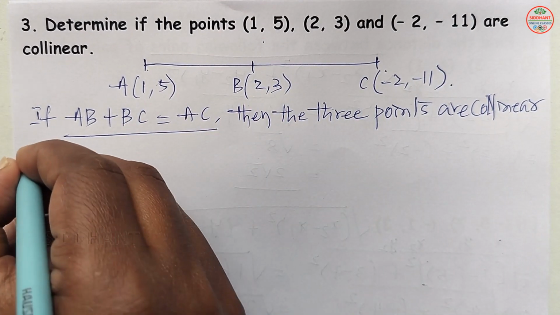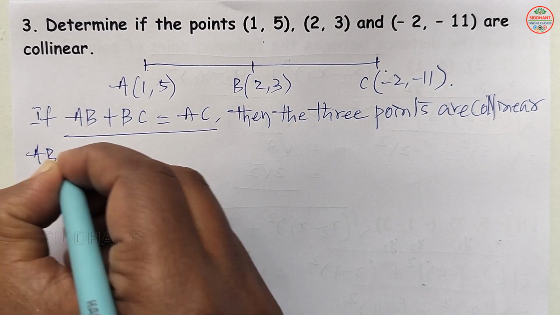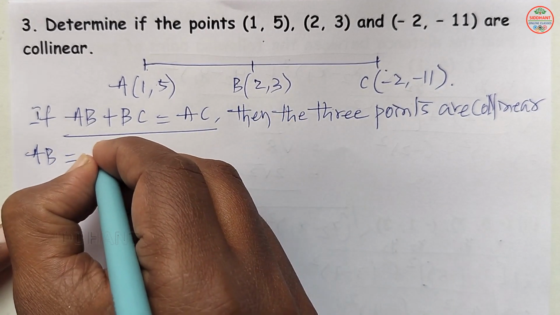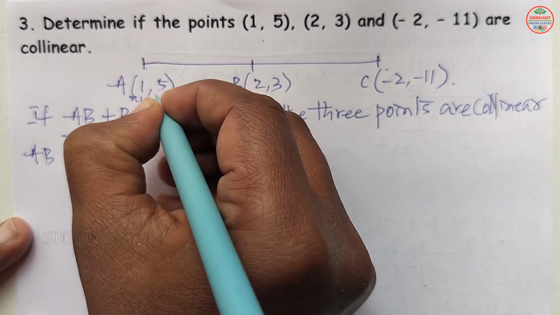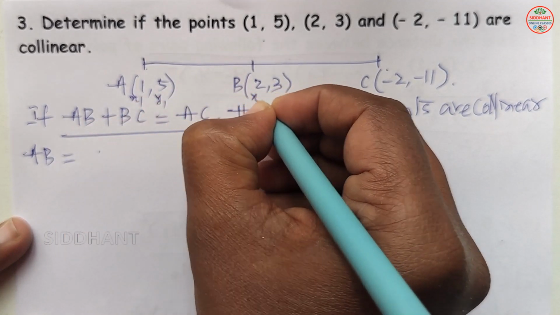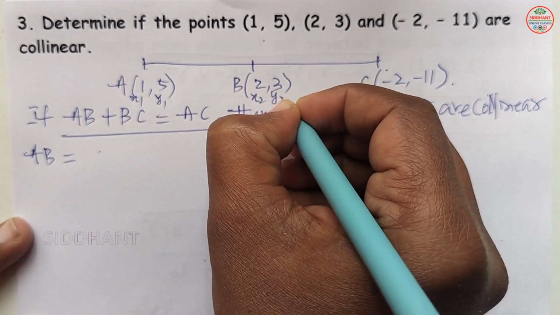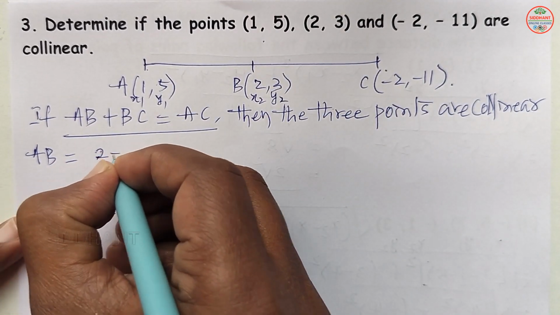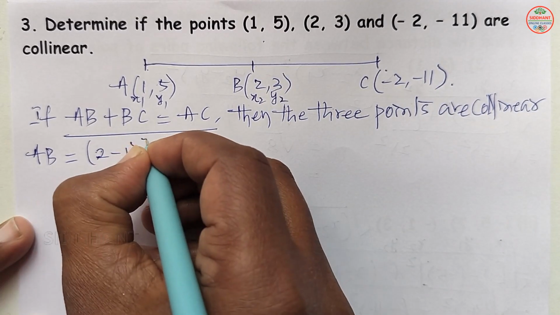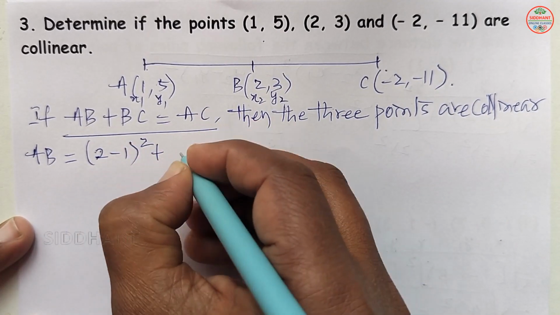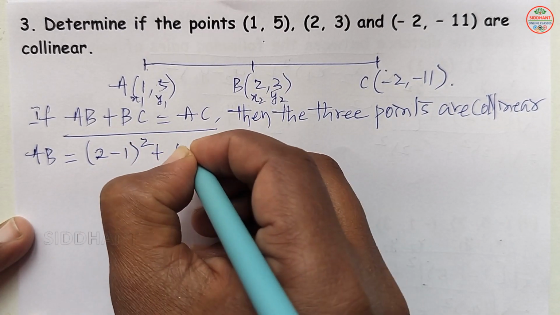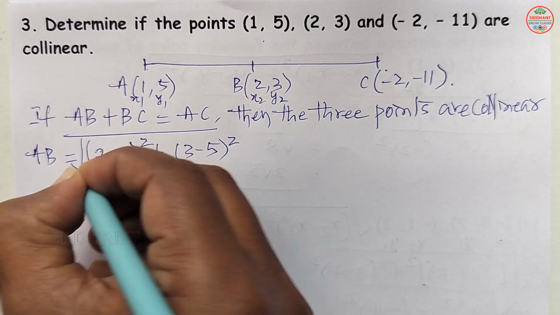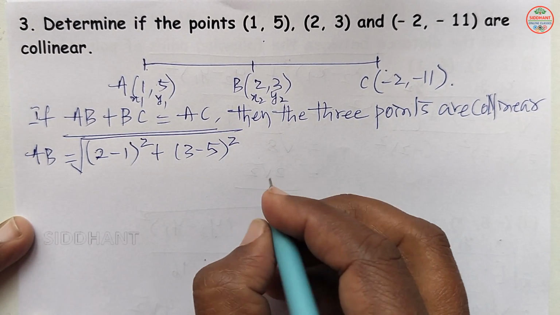So now AB is equal to x2 minus x1. Let it be x1, y1, x2, y2. So now x2 minus x1, that will be 2 minus 1. Next y2 minus y1, so that will be 3 minus 5. So this is the square root.